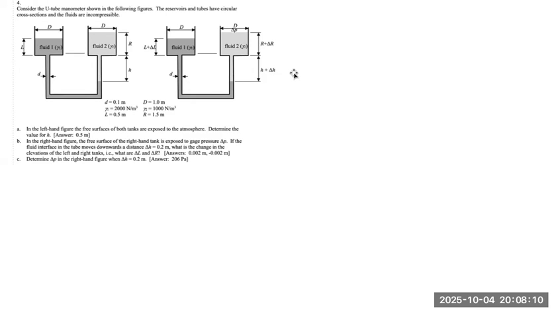Hello everyone. Today we're gonna work through this problem of fluid mechanics. Let's read the problem statement first.